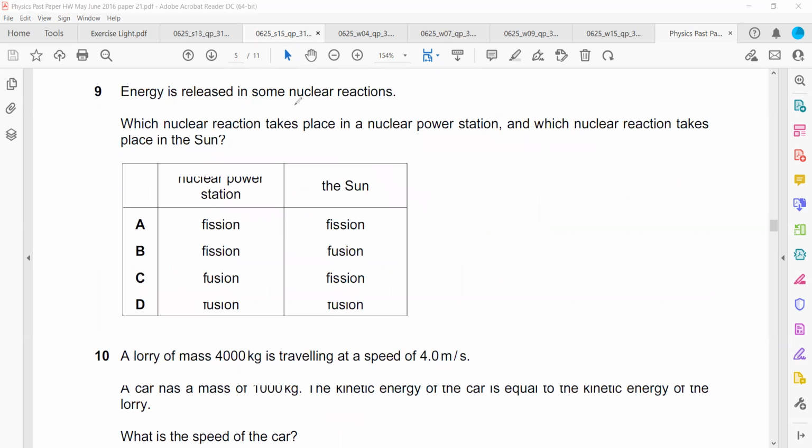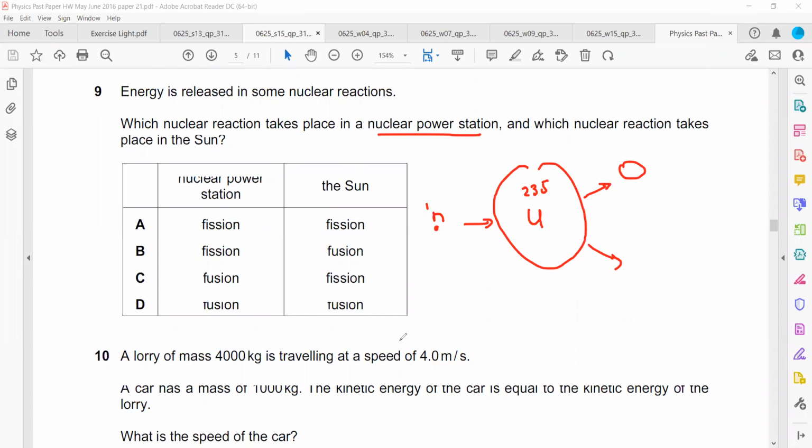Energy is released in some nuclear reactions. Which nuclear reaction takes place in a nuclear power station? So in a nuclear power station, we take uranium, the heavy nucleus of uranium, which is 235, and we target it with a neutron. And this heavy nucleus breaks down into lighter nuclei. So we call this reaction a fission reaction, nuclear fission.